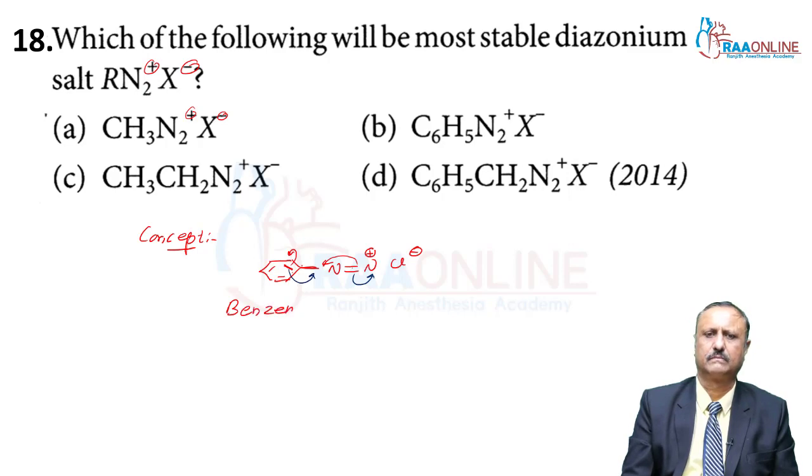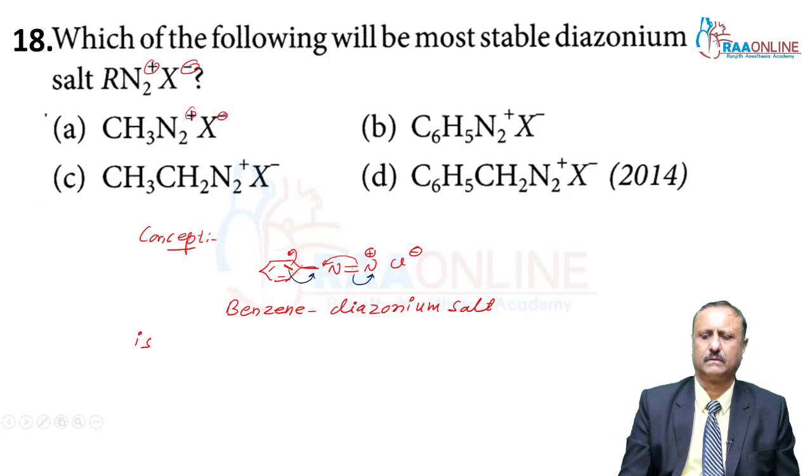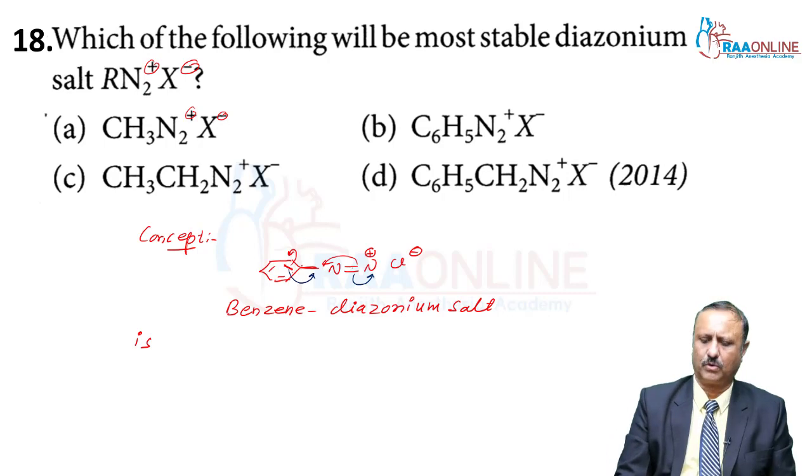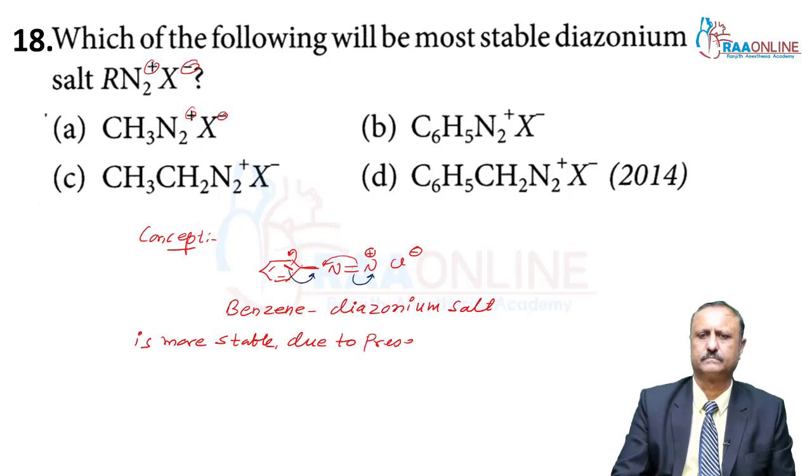Benzene diazonium salt is more stable due to the presence of resonance in benzene.